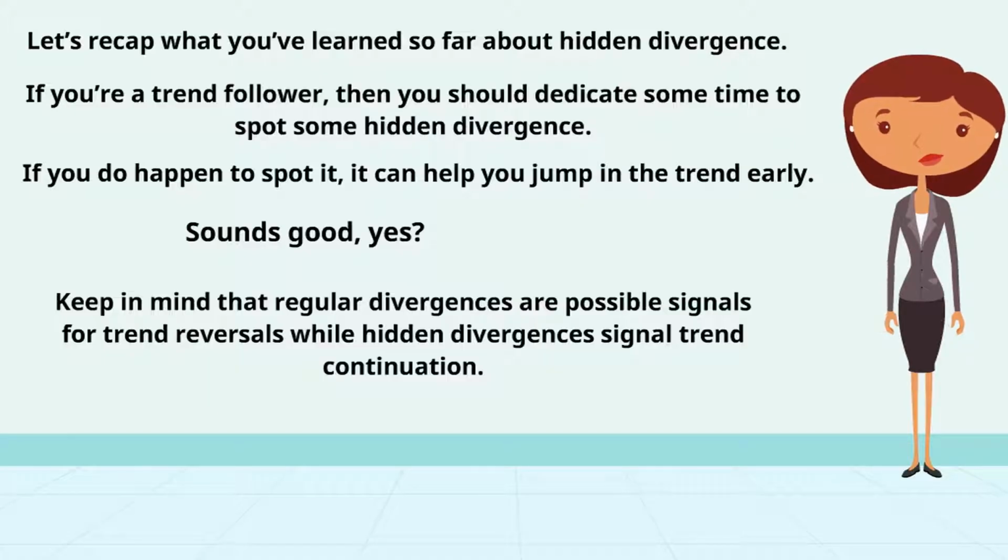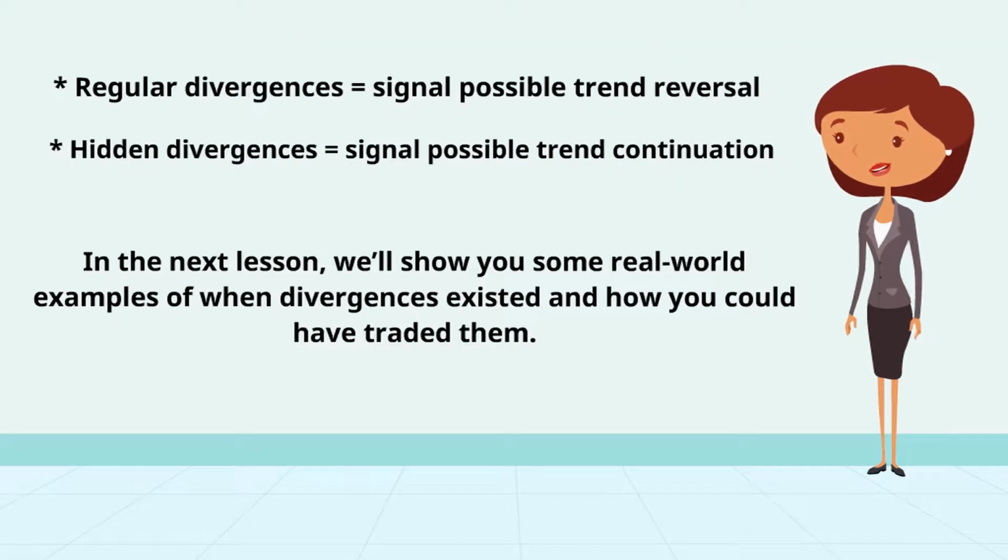Let's recap what you've learned so far about hidden divergence. If you're a trend follower, then you should dedicate some time to spot some hidden divergence. If you do happen to spot it, it can help you jump in the trend early. Sounds good, yes? Keep in mind that regular divergences are possible signals for trend reversals while hidden divergences signal trend continuation. Regular divergences equals signal possible trend reversal. Hidden divergences equals signal possible trend continuation.